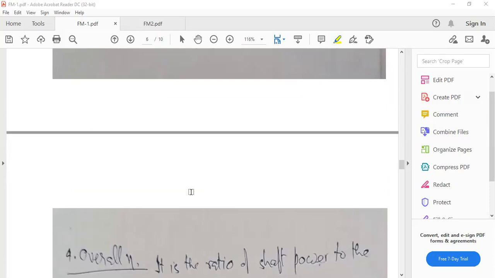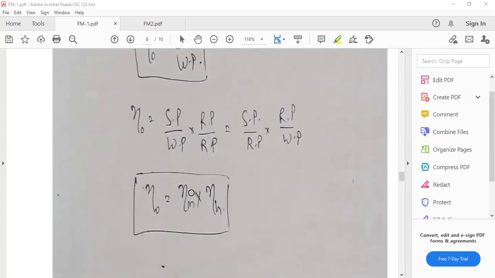So we have these three types of heads: gross head, net head, and friction head. Then we have four types of efficiencies: hydraulic efficiency, mechanical efficiency, overall efficiency, and volumetric efficiency. So this is all about the efficiencies of the turbine.